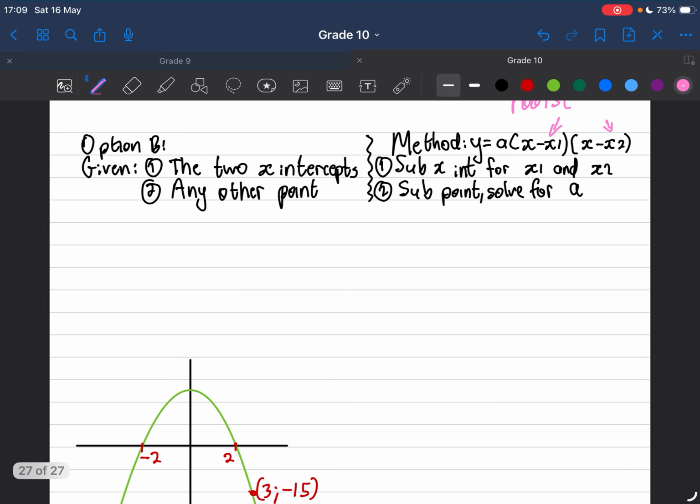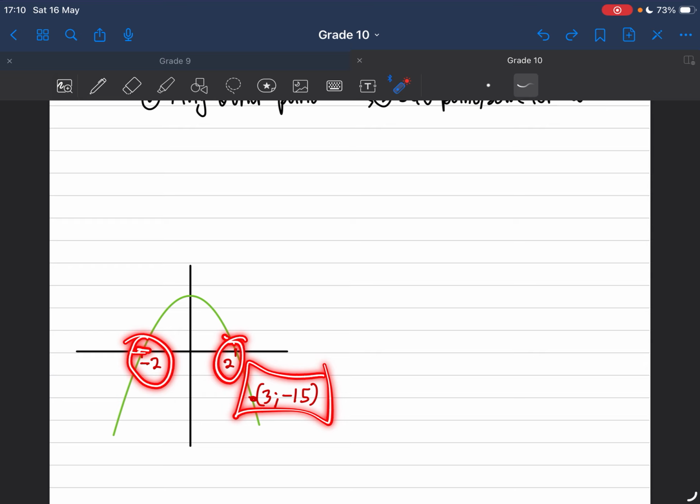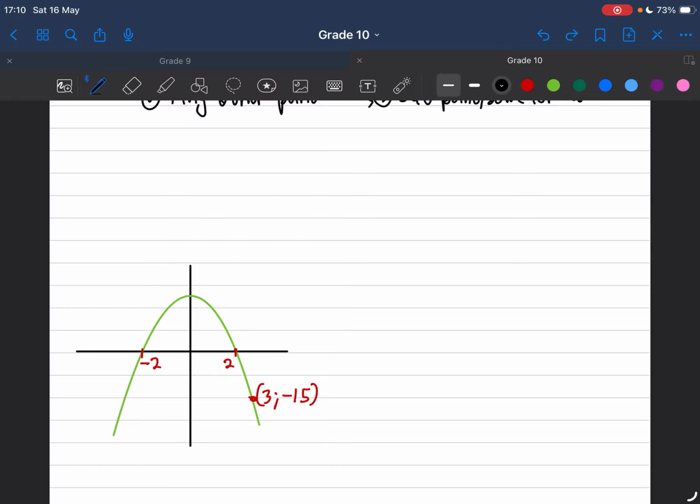So we take our roots equation, we substitute the x-intercepts for x1 and x2, and then we sub a point and solve for a. So this is the same as the first one, but the solving is a little different. Let's go ahead and begin. So our picture is given. Negative 2 and 2 clearly are your x-intercepts. This is a coordinate, so we're good to go with option 2.